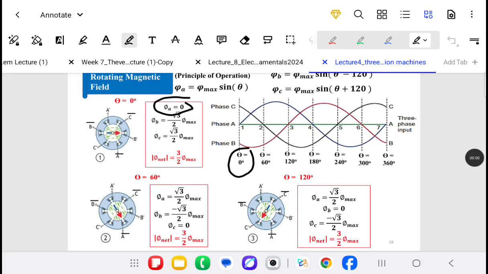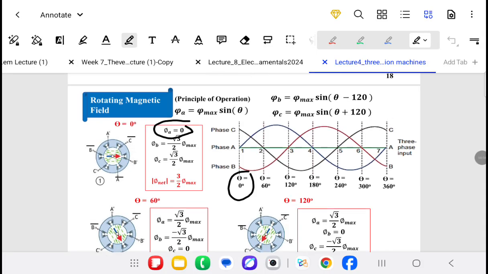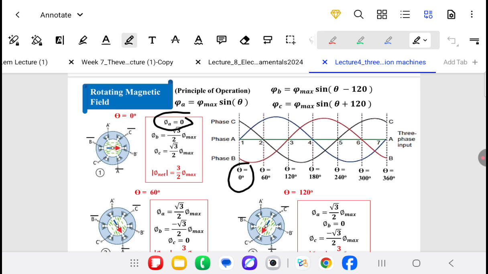Hello all, we will continue with the rotating magnetic field. We have three magnetic fields: for phase A, phi maximum sine theta. Phase B is shifted by 120 degrees, phi maximum sine (theta minus 120). And for phase C, phi maximum sine (theta plus 120).